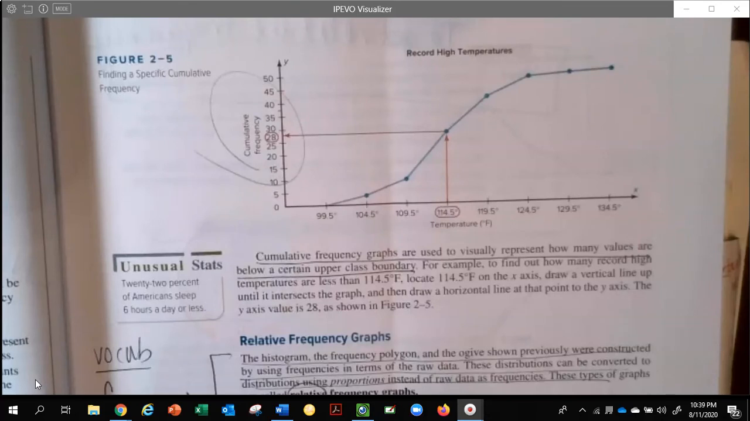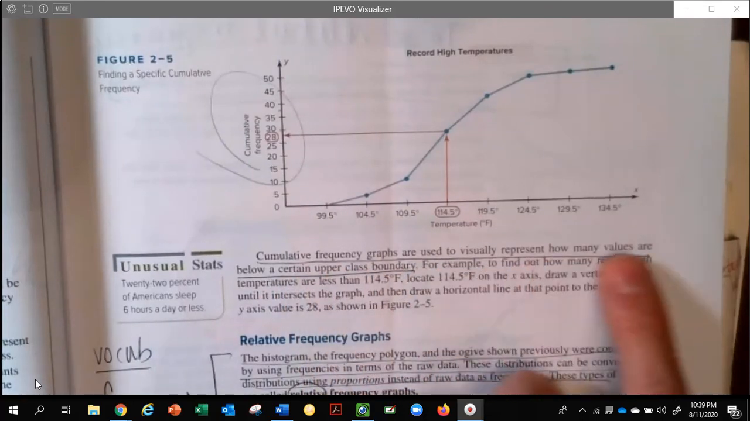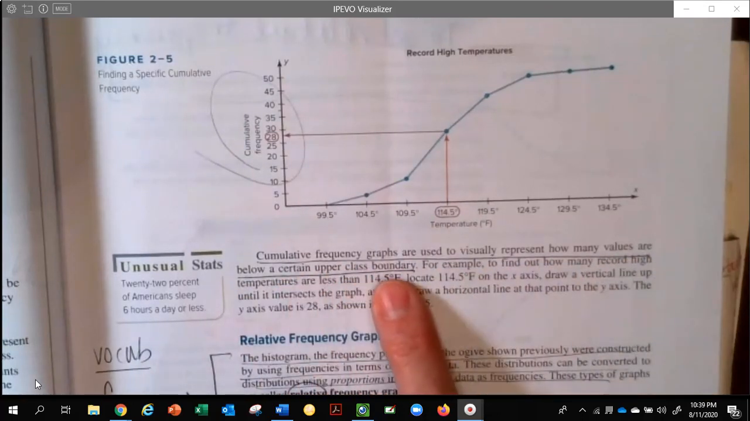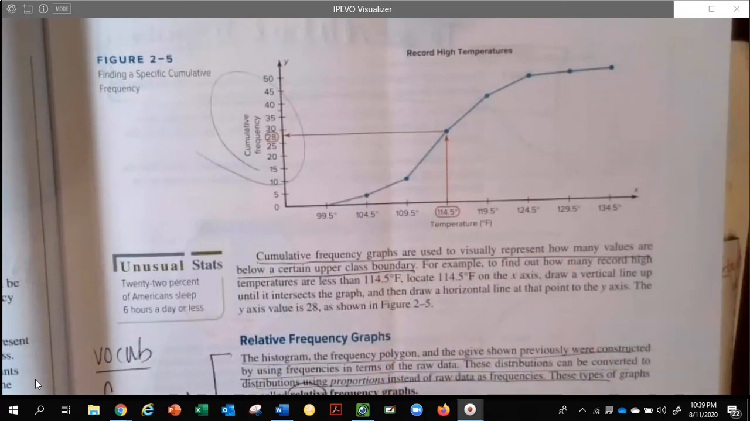This video talked about how to create an ogive, and specifically at the end talked about one of the reasons, which is that it visually represents how many values are below a certain upper class boundary.